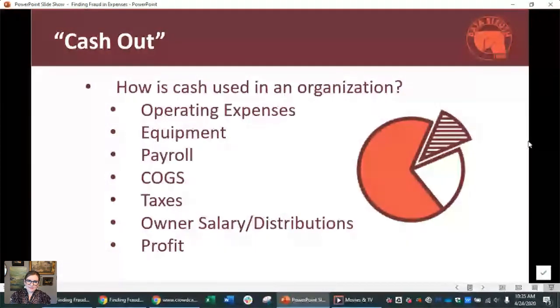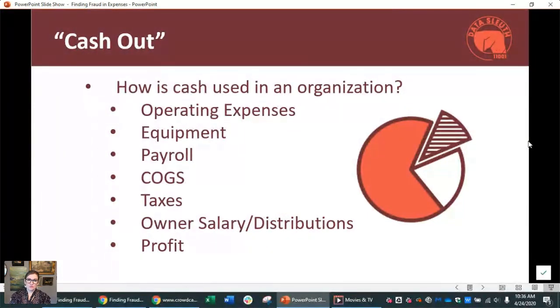We have operating expenses. So if we understand what the operating expenses are of a company, for me, that's rent, some internet, some telephone, right? So it's pretty small. In another organization, it could be something much larger. They might buy equipment. They are going to pay payroll, more than likely, which once again, we're not going to talk about that, even though that is a way that cash leaves an organization. Go back and watch that webinar.